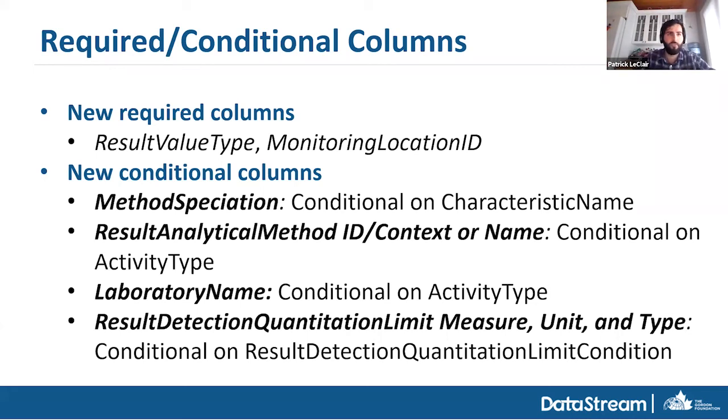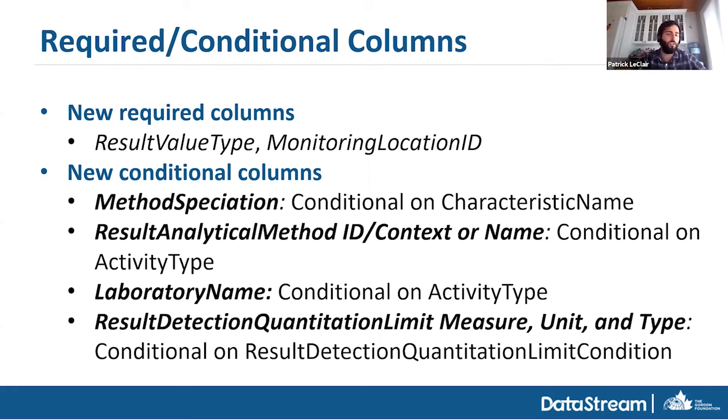So some other conditional columns, so columns that were all previously optional that now in some cases are required, are listed here. So one is method speciation. So method speciation is, is it as nitrogen or is it as phosphorus or is it as nitrate or nitrite? Again, this is for lab data.